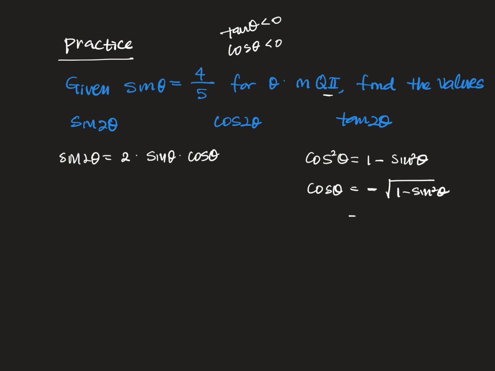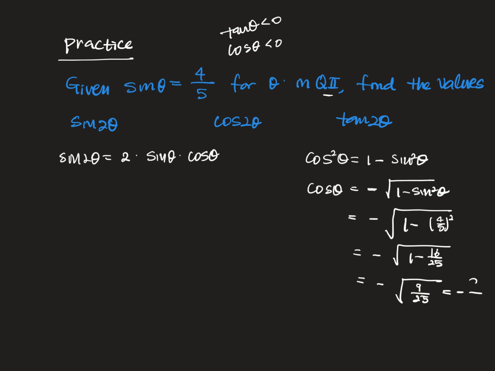So now we have negative square root of 1 minus sine, which is 4 over 5 squared, meaning negative square root of 1 minus 16 over 25. This is minus the square root of 9 over 25. The square root of 9 is 3, the square root of 25 is 5, so negative 3 over 5. I just used a different way to find it, guys, okay? That's how you find it.